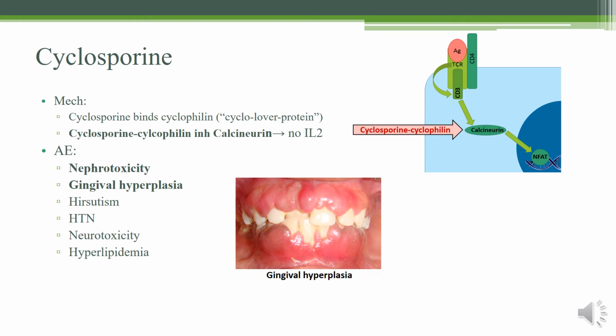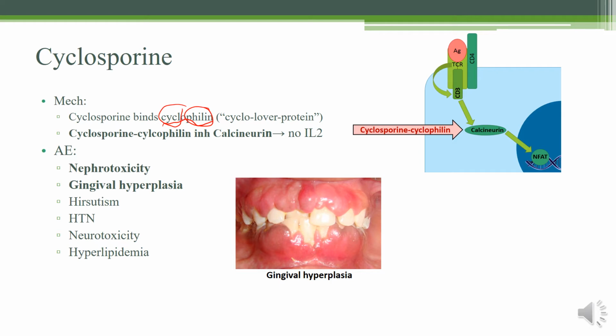All right, moving on to cyclosporine. Cyclosporine is one of the more heavily tested ones, so you probably want to pay very close attention here. Cyclosporine binds onto a protein called cyclophilin, and that's very easy to remember because cyclophilin has cyclo in its name, so it binds onto cyclo protein, and philin means lover. So it's a cyclo lover. It loves cyclosporine.